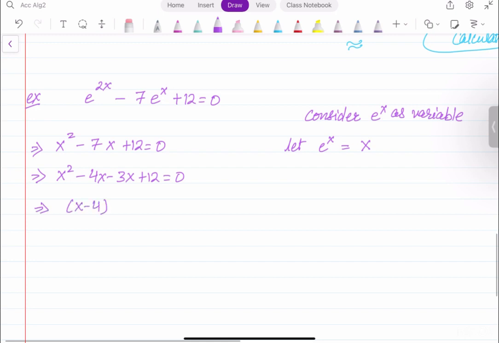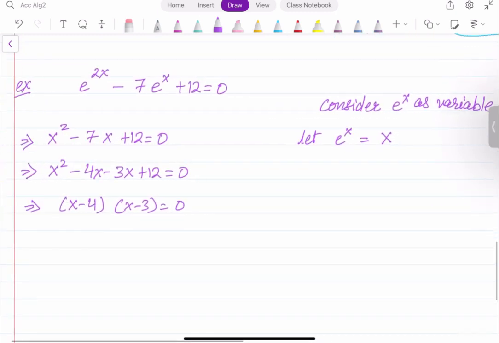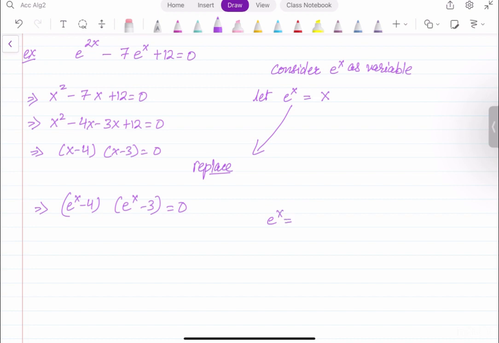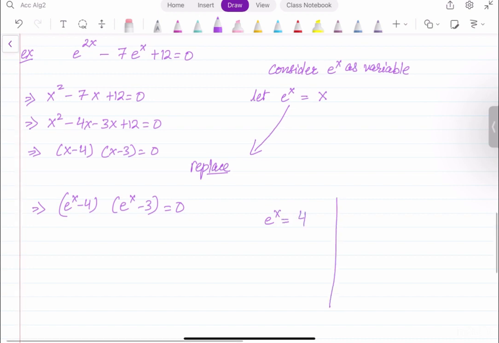So this will give us, at this point, we can replace x with e to the power of x. So we will get e to the power of x is equal to 4 and e to the power of x is equal to 3. Now we are not done yet because we need the value of x.